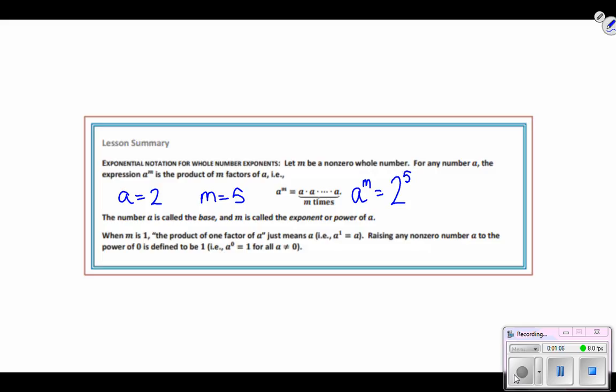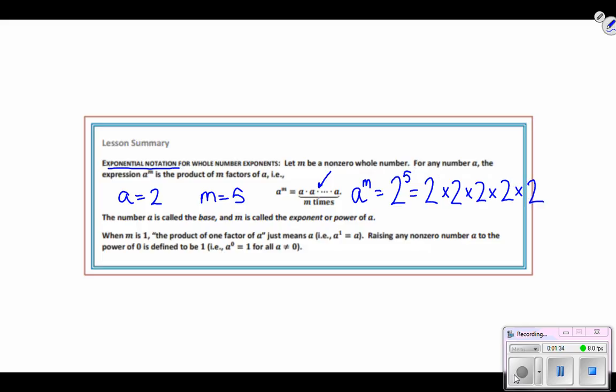This is exponential form, exponential notation. I can use expanded form by showing what this looks like when it's repeated multiplication. So it'd be 2 multiplied by itself 5 separate times. I can use a times sign or the raised dot like they used here. So 1, 2, 3, 4, 5.